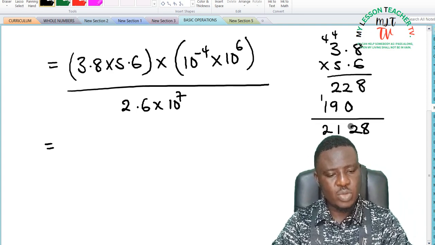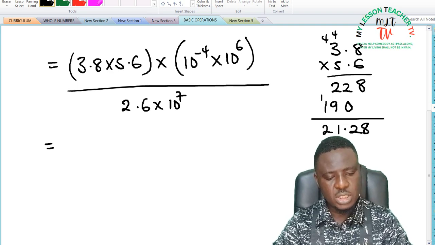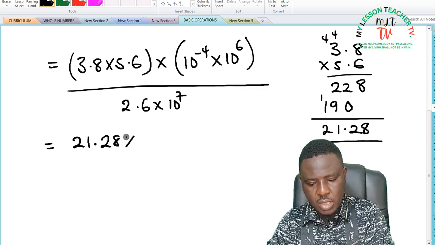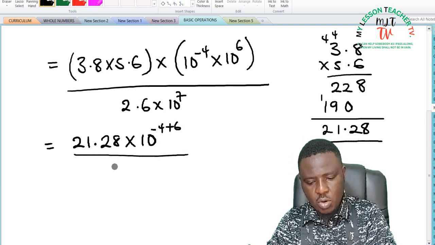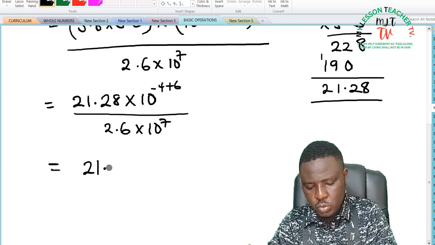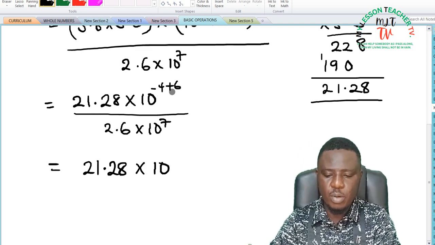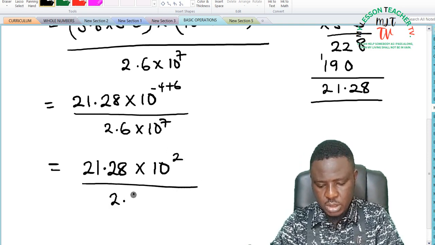How many places of decimal do we have? It is 2. So our decimal point is said to be after the last two digits. So our answer is 21.28 times 10 raised to the power of minus 4 plus 6, all divided by 2.6 times 10 raised to the power of 7. When you simplify this, this is equal to 21.28 times 10 raised to the power of minus 4 plus 6 gives us positive 2, all divided by 2.6 times 10 raised to the power of 7.